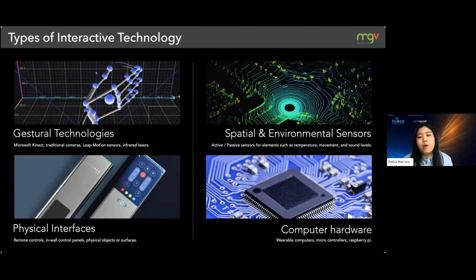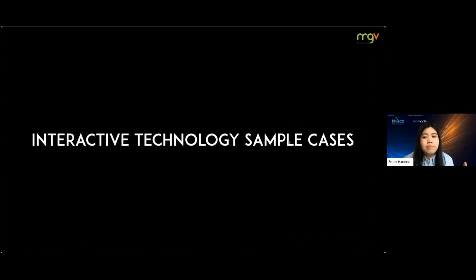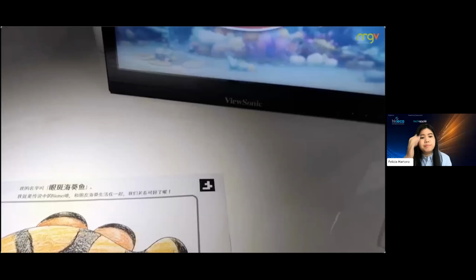And then the last part being computer hardware. And that will be things like wearable computers, microcontrollers, and Raspberry Pi. So after going through and understanding what interactive technology is and the types of interactive technology, let's look at a couple of sample cases of interactive technology being used in modern days.